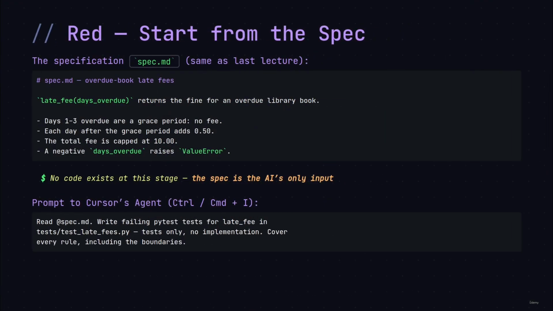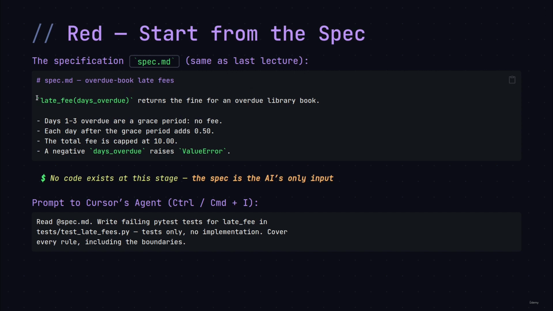So the first step is the red step, like I mentioned, and this is where we're going to create the spec and also where we'll ask Cursor to create the failing tests from the spec. So let's look at the spec quickly. The spec is for overdue book late fees.